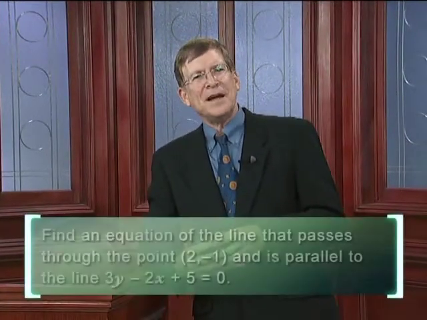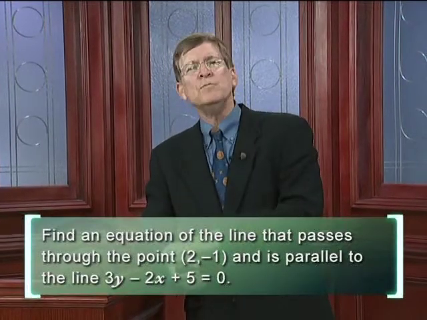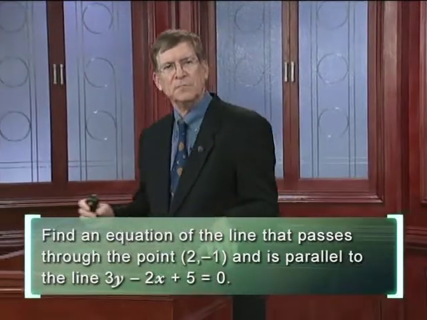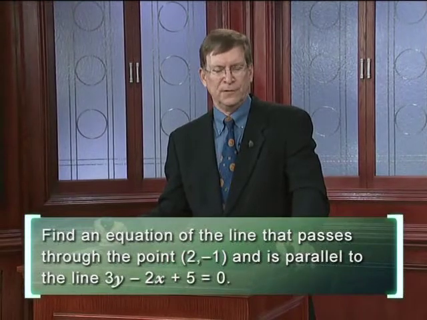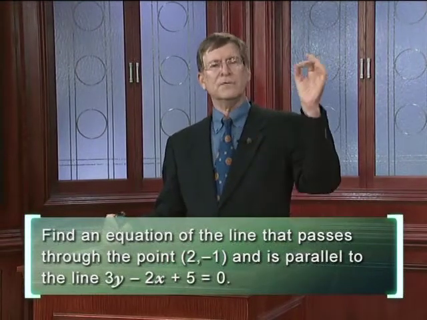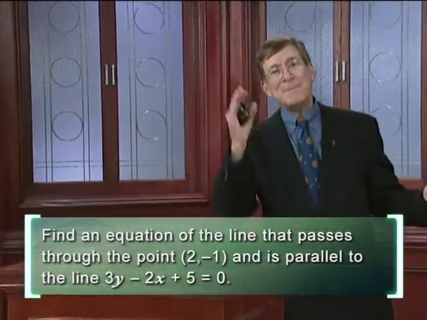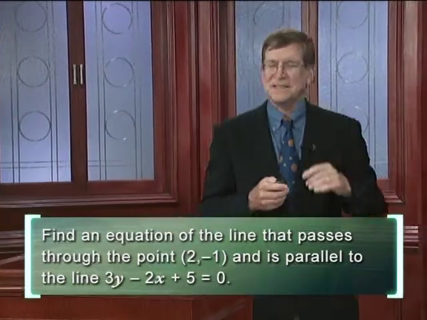So, let's talk a bit about parallel lines, and then a little bit later on perpendicular lines, and do some examples. Let's find the equation of a line passing through the point 2, minus 1 and parallel to a given line. The given line being 3y minus 2x plus 5 equals 0. So I'm given a line, and I'm given a point, and I want to find the line through that point parallel to my given line. Well, let's see how to do it.